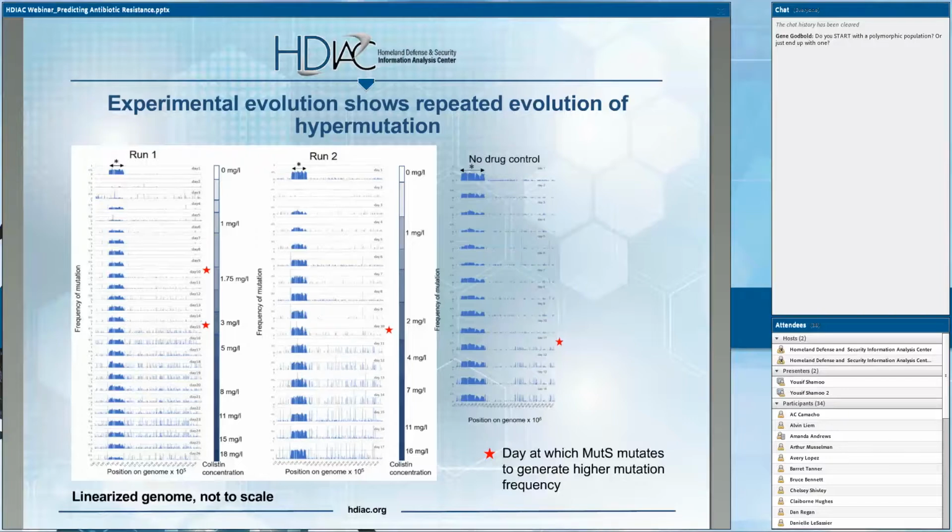The formation of hypermutators in the Pseudomonas population is really common. It can even happen when you don't have the drug present. They just easily fall into this hypermutator lifestyle, which seems like a really bad decision, but of course bacteria don't think very much. They just act in response to selection.